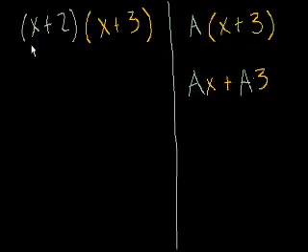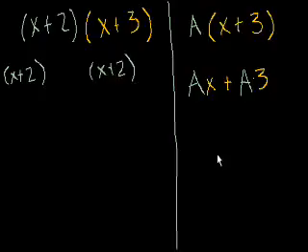Well, we're going to do the same thing here, but instead of a, we have x plus 2. So let's do that. You get x plus 2 times x plus x plus 2 times 3. Does that make sense? If that looks a little confusing, just pretend like that x plus 2 is the a in this example, and all we did is distribute it across that x plus 3. And now it becomes a pretty straightforward problem.